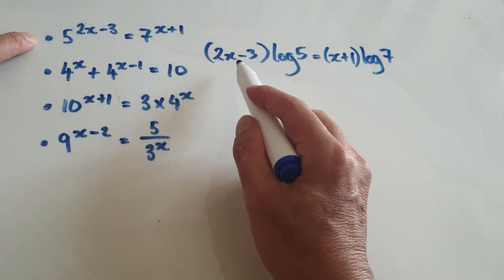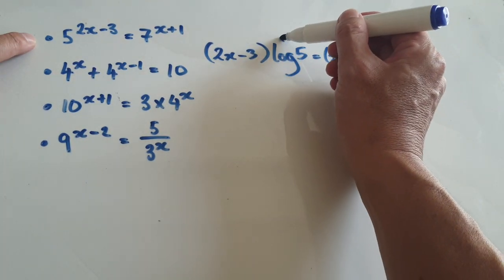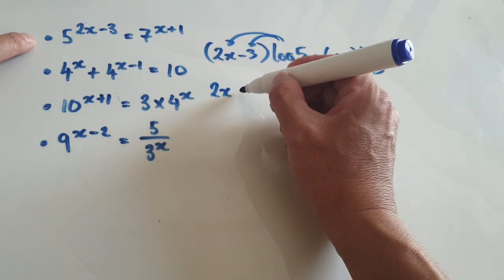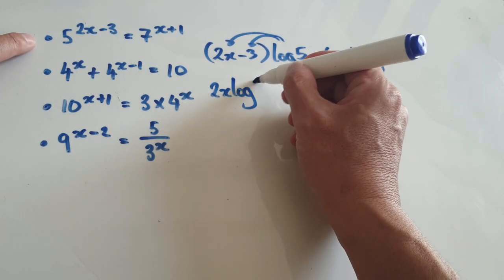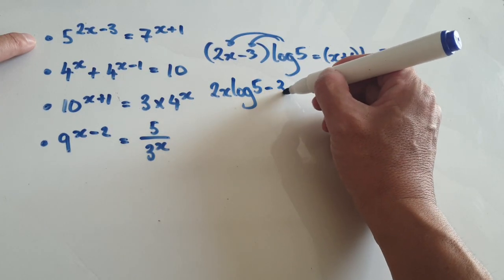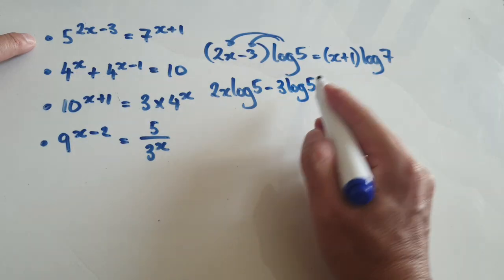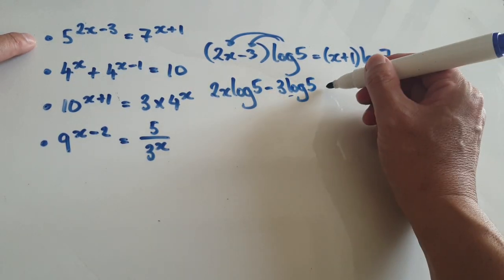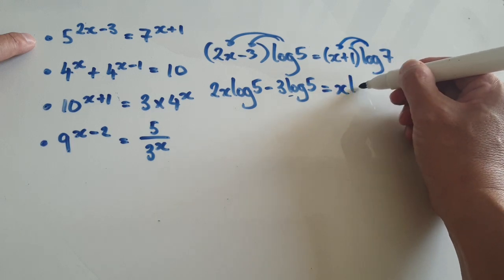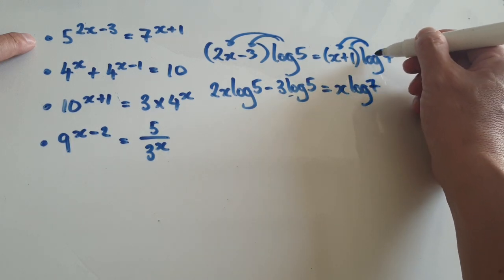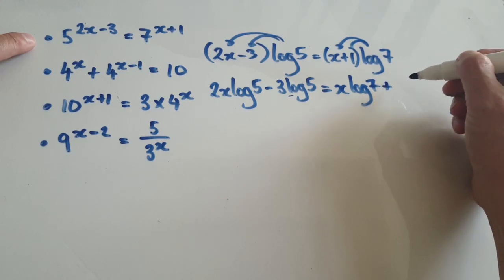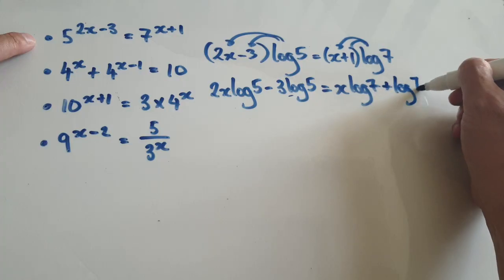And now it's just a matter of getting x on its own. So multiply this out, this times this, this times this. That would be 2x log 5, log base 10 of 5, and then minus 3 log 5. Remember, this is just a number, who cares what it is, equals, and then this times this times this, that will be x log 7, and then this times this, that would be plus log of 7.